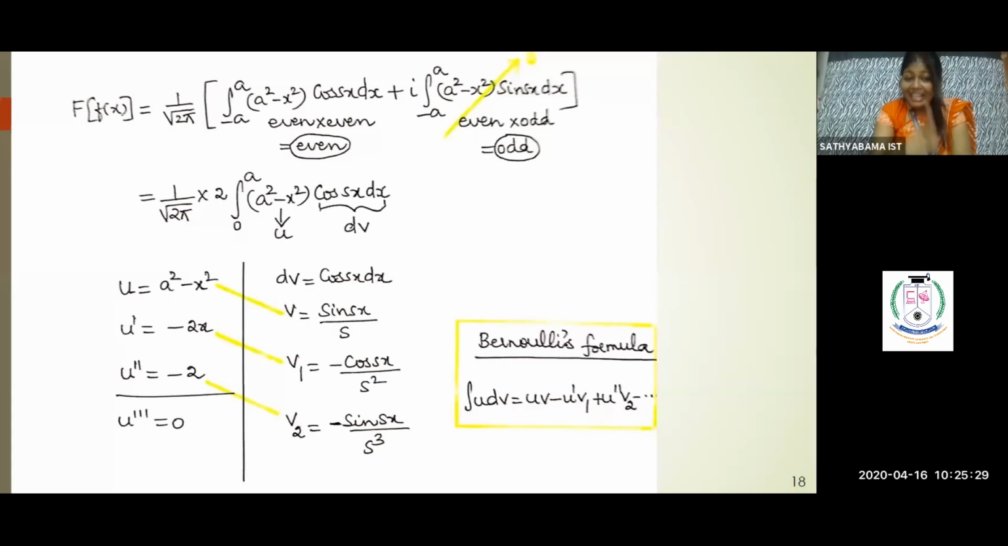Next, to evaluate this integral, I've gone for Bernoulli's. Bernoulli's is the best choice. If you go for integration by parts here, you have to use integration by parts 2 times. Only then you'll get the answer. This is so easy.